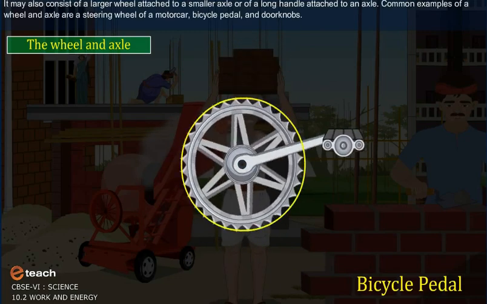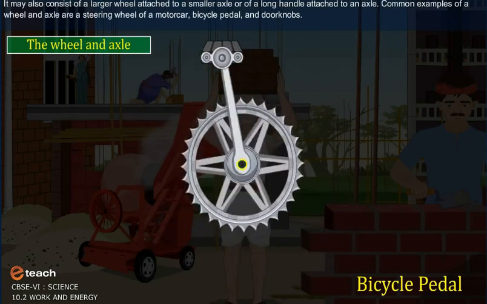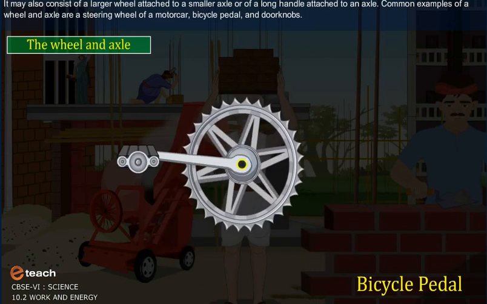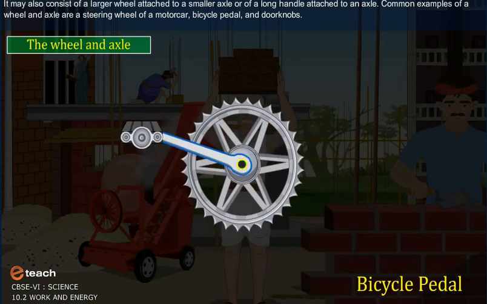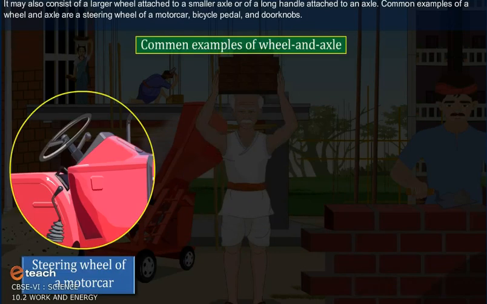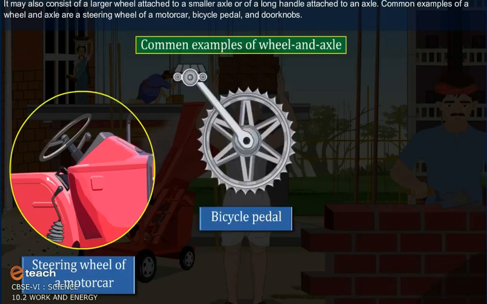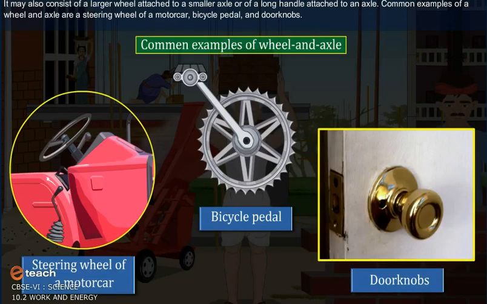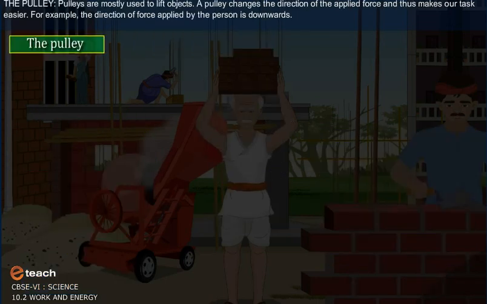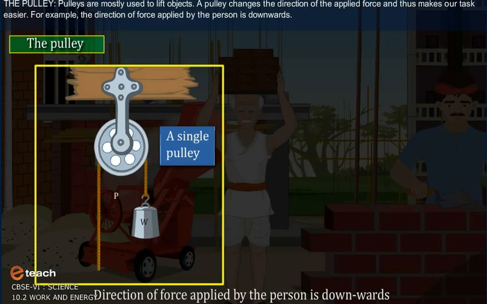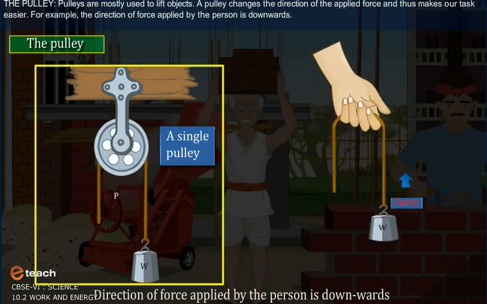It may also consist of a larger wheel attached to a smaller axle or a long handle attached to an axle. Common examples of wheel and axle are a steering wheel of a motor car, bicycle pedal, and doorknobs. The pulley. Pulleys are mostly used to lift objects. A pulley changes the direction of the applied force and thus makes our task easier.